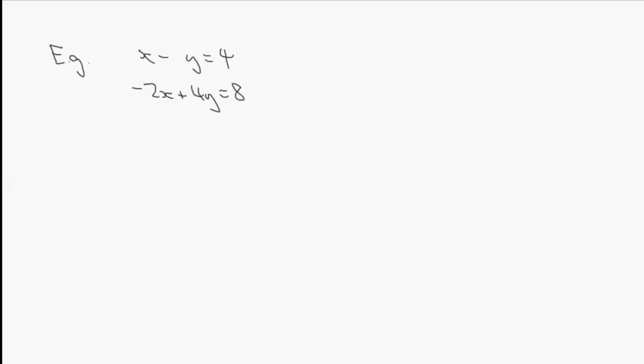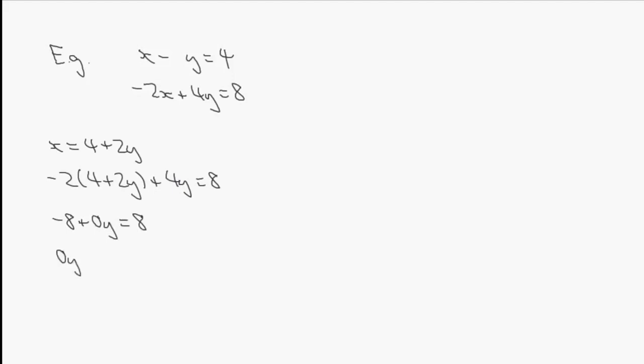Like just now, we simplify it a bit. x would be equal to 4 plus 2y. So we add it into the other equation. Negative 2 times (4 plus 2y) plus 4y equals 8. So negative 8 plus 0y equals 8. So 0y will be equal to 16.